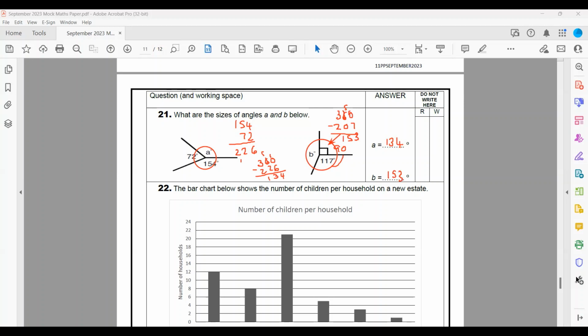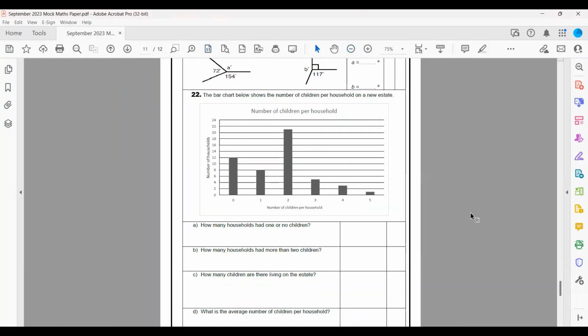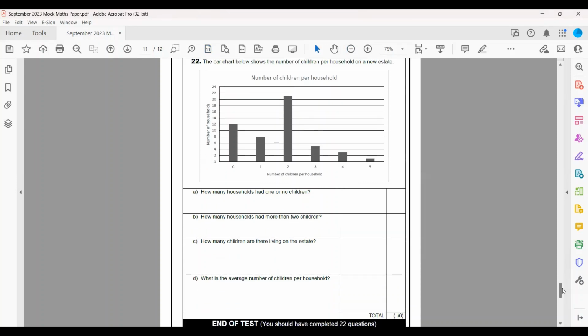Okay, coming down to question 22. This one involves a bar graph. I'm just going to shrink it down a little bit so that we can get the bar graph and the questions on the page. We're told the chart below shows the number of children per household on a new estate. On this axis here, we have the number of households, and across here, we have the number of children per household.